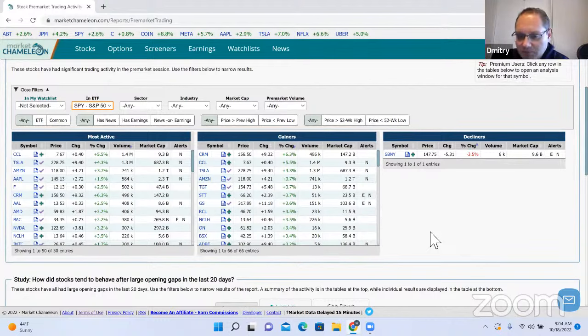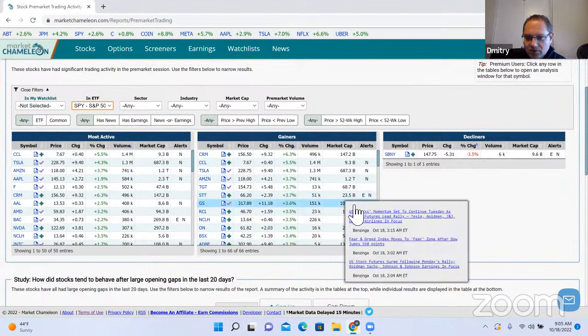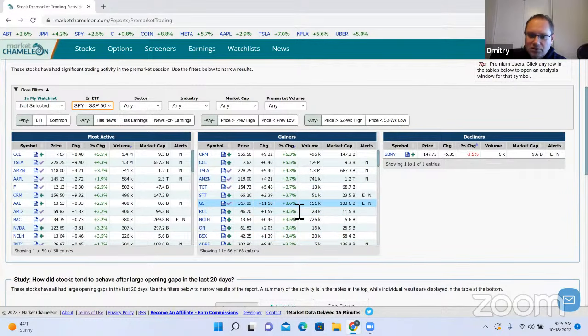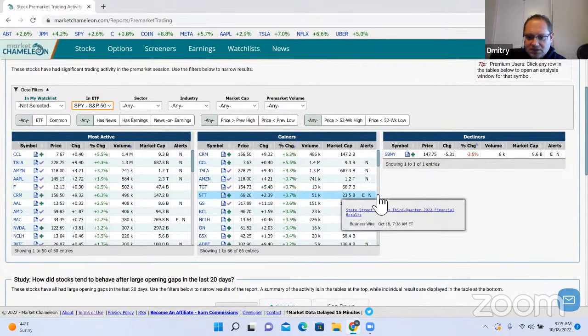We got a couple earnings coming out. I think most of the bank stocks are reporting. The big bank stocks are reporting. Goldman Sachs reported, Bank of America. Here's Goldman, just now reported. That's up 3.6% in pre-market. I think this is State Street, which reported, up 3.7%.